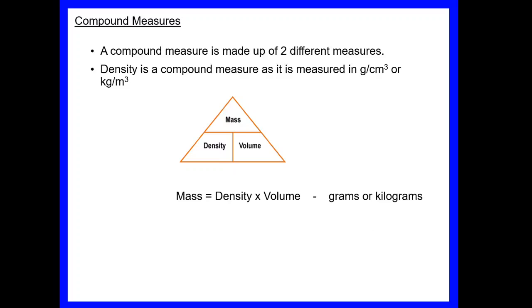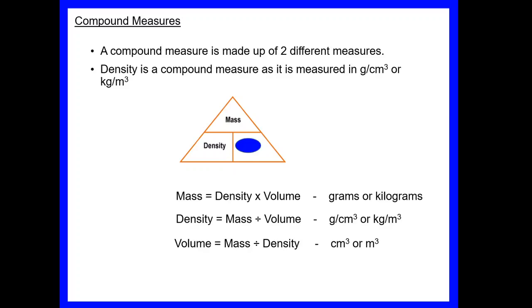If I want to find the density, I would cover up the word density, and I'm left with mass over volume. When one thing is over another, it means we divide it, so we get mass divided by volume. So that's our compound measure, and it's in grams per centimetre cubed or kilograms per metre cubed. Finally then, if I want to find volume, if I cover up the word volume, we've got mass over density. So mass divided by density, and that's measured in centimetres cubed or metres cubed.